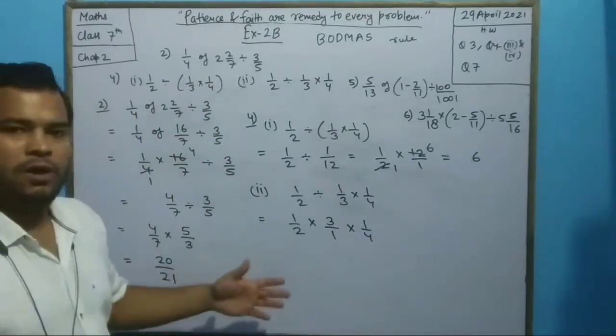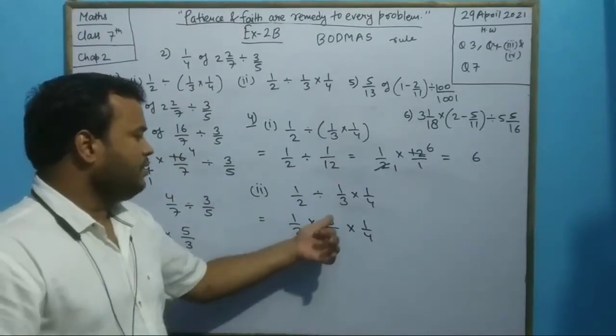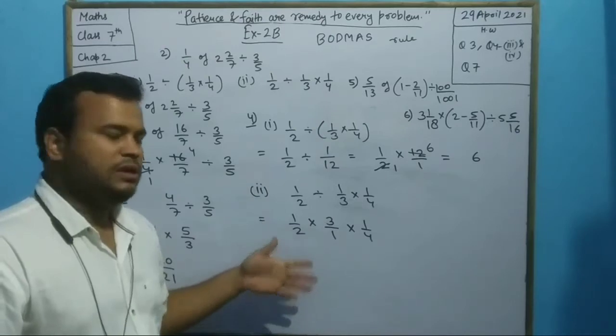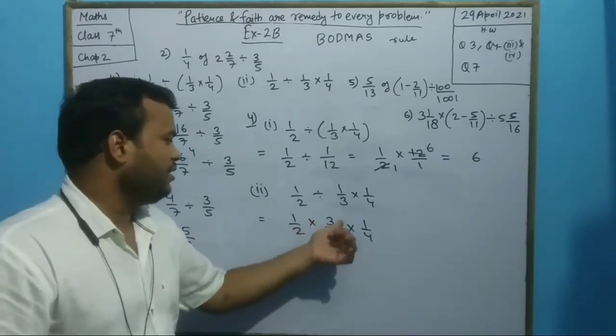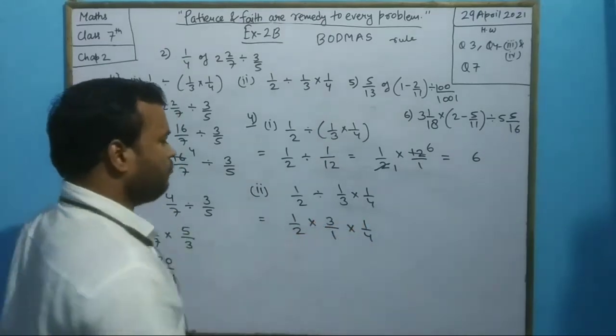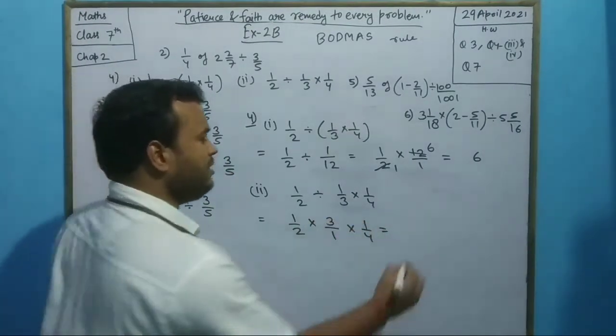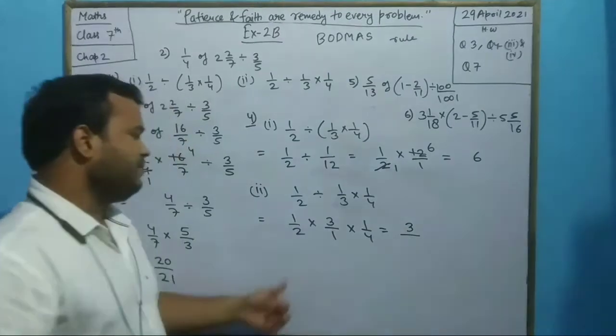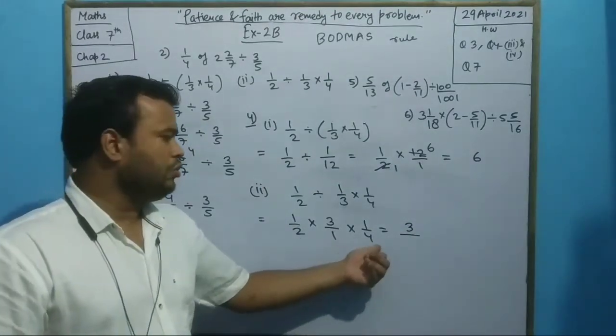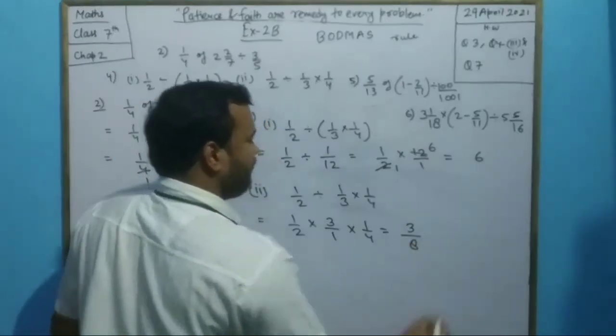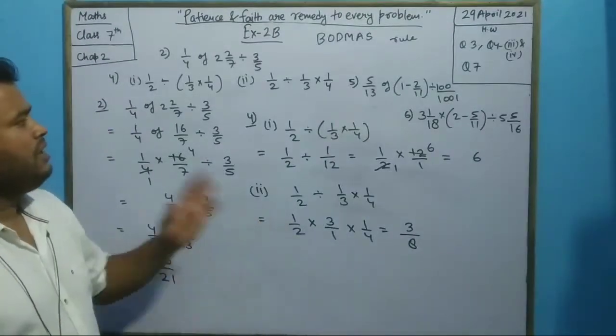Now, is there some common factor between numerator and denominator? Nothing. 1, 2, 3, 1, 3, 4, nothing. So just multiply all the numerators. 1 into 3, 3. 3 into 1, that will be 3. Again, 2 into 1, 2. 2 into 4, that will be 8. So the final answer is 3 upon 8.